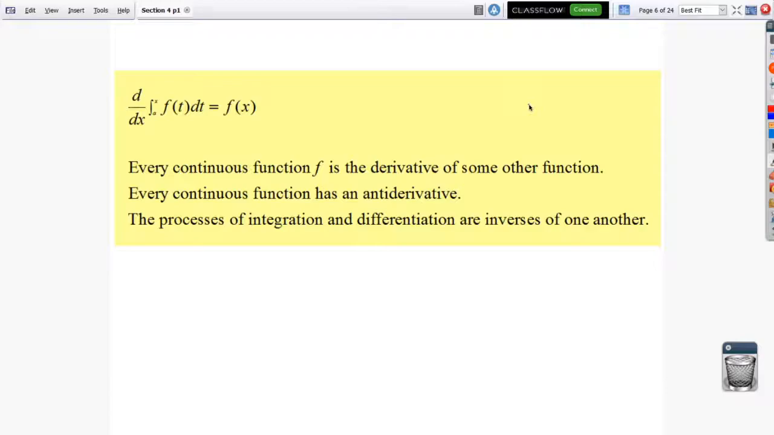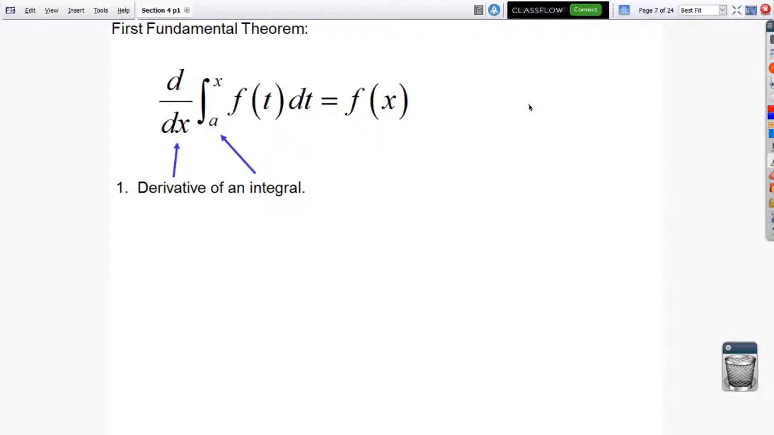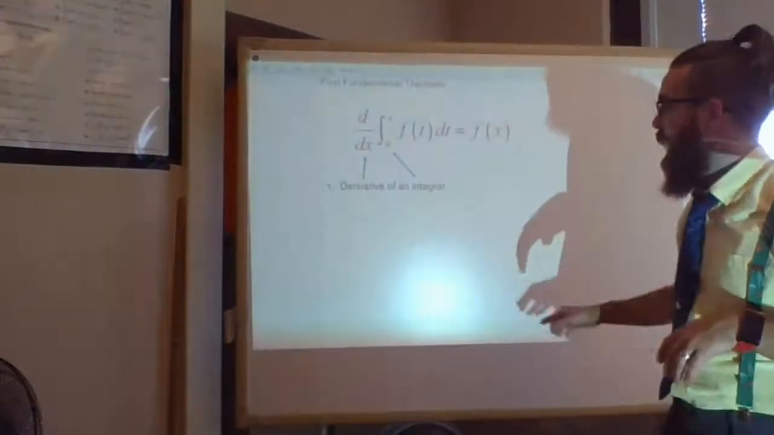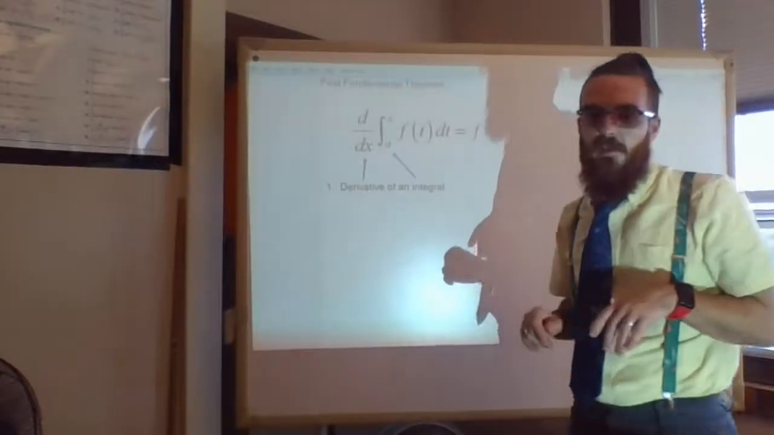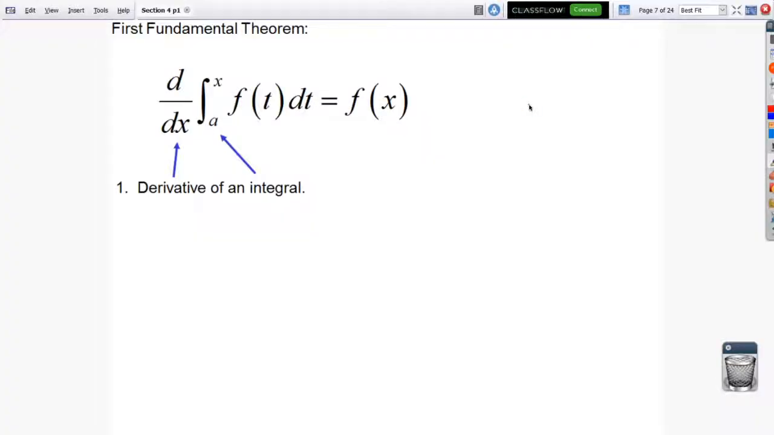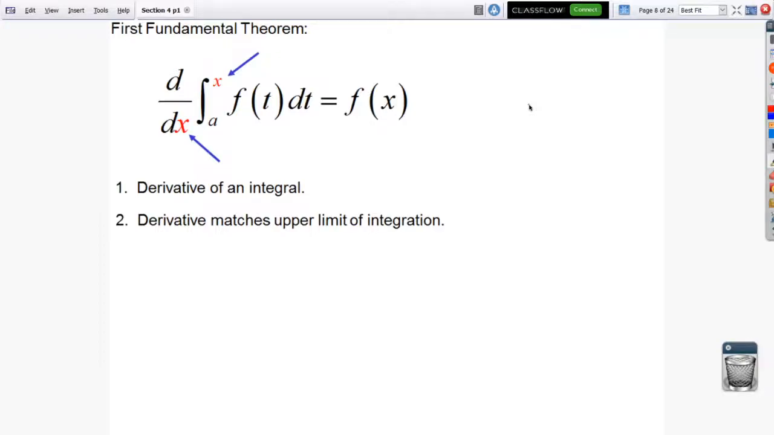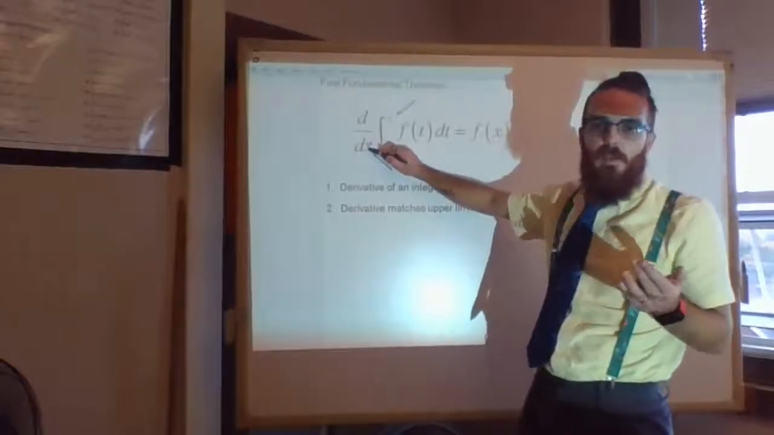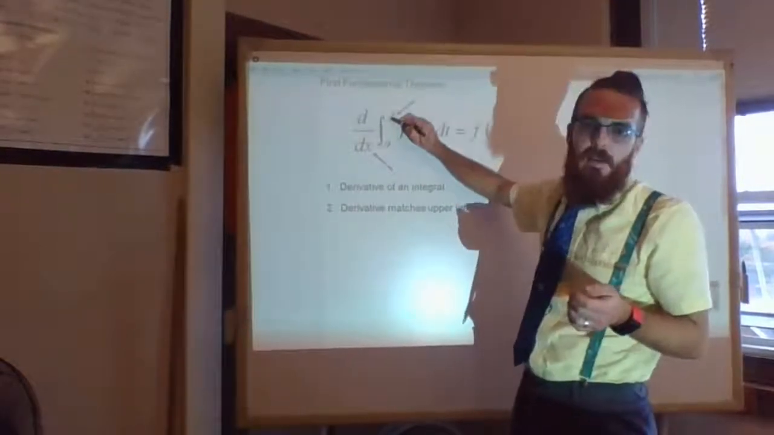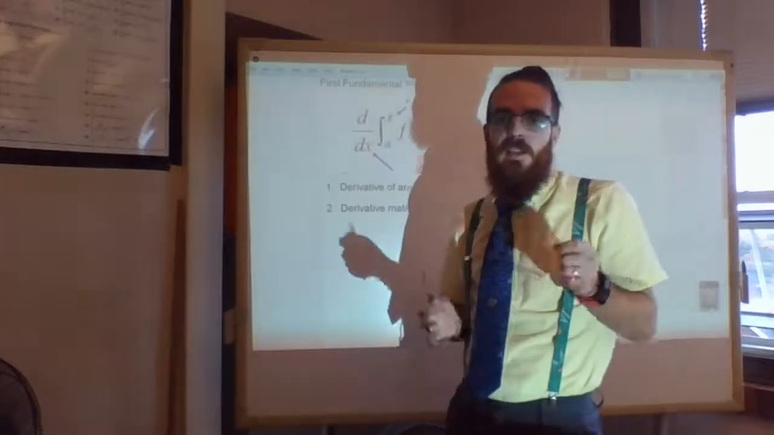Super important. So let's break down what the first fundamental theorem says. You are taking the derivative of an integral. So when you look at a problem, you should have a differentiation symbol in front of an integration symbol. That's the first thing we look for. Next thing we look for, the derivative variable matches the upper limit of the integration. So again, the differentiation variable, what we're differentiating with respect to, has to match this one right up here. Notice how they're both x's. Sweet.